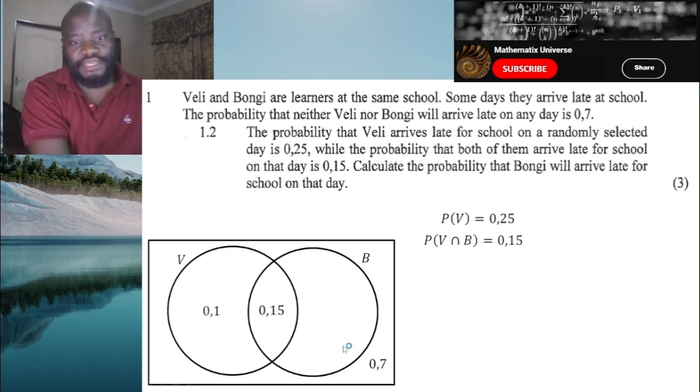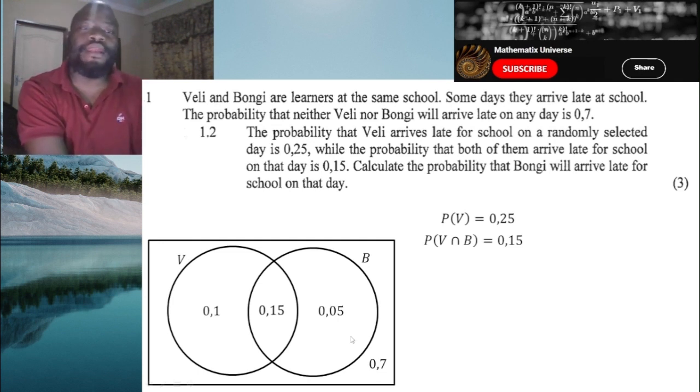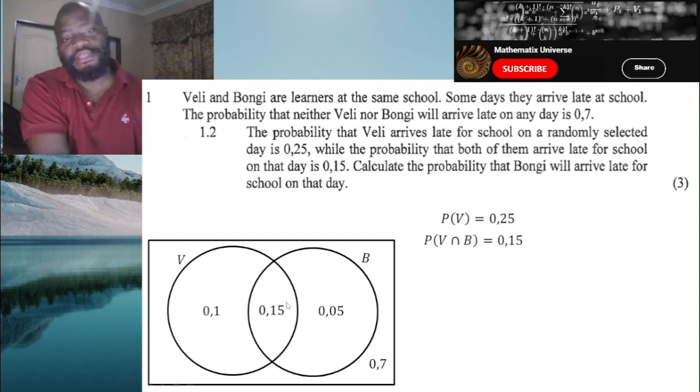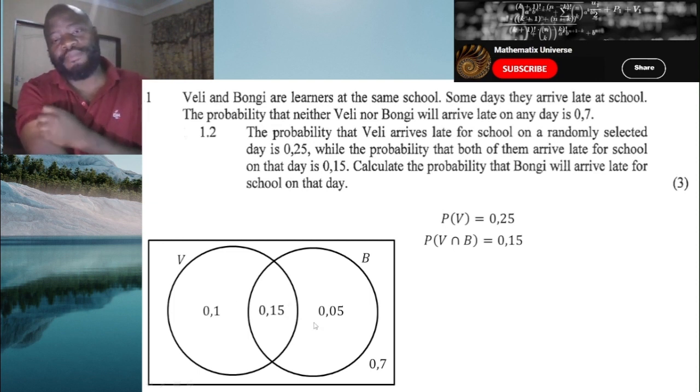So this means that we can add all these things. So this is 0.25 plus 0.7, that is 0.95. This means that this one has to be 0.05 to make 1, because every region, when they're added, they must give you 1.